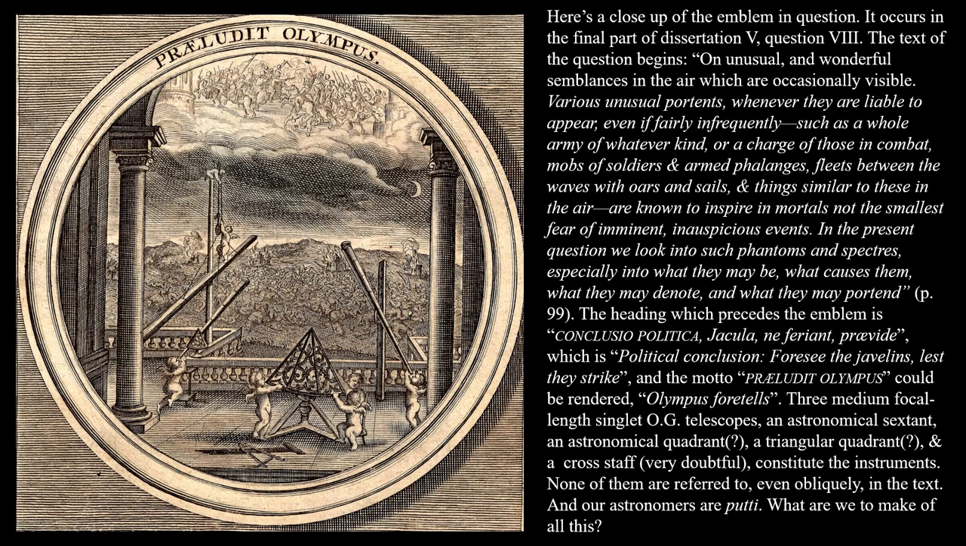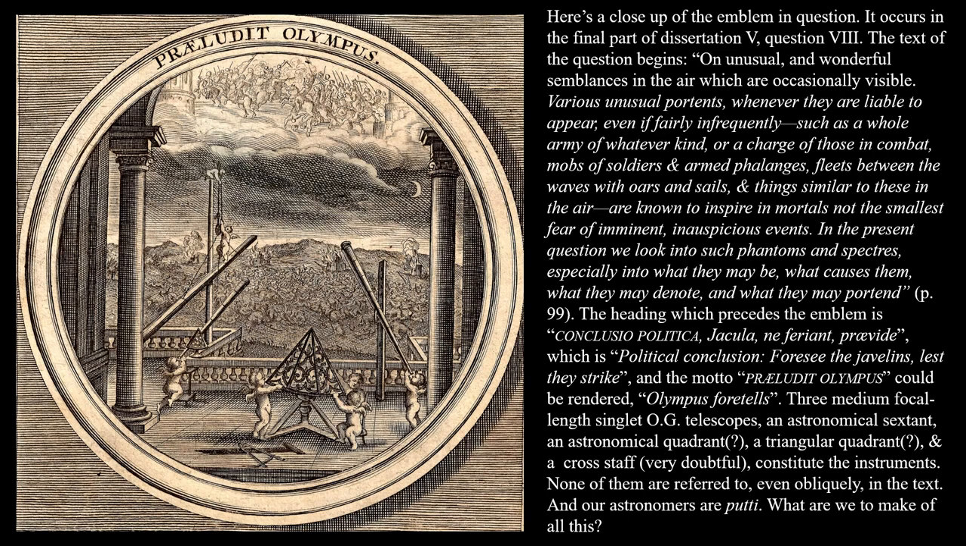and sails, and things similar to these in the air, are known to inspire in mortals not the smallest fear of imminent, inauspicious events. In the present question, we look into such phantoms and spectres, especially into what they may be, what causes them, what they may denote, and what they may portend." The heading which precedes this emblem is "Conclusio Politica Iacula ne feriant praevide," which is "political conclusion, foresee the javelins lest they strike," and the motto, "Praeludit Olympus," could be rendered "Olympus foretells."